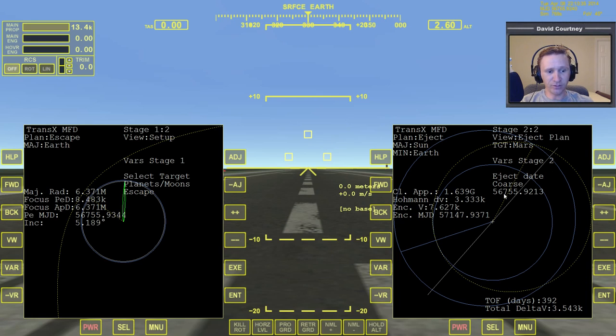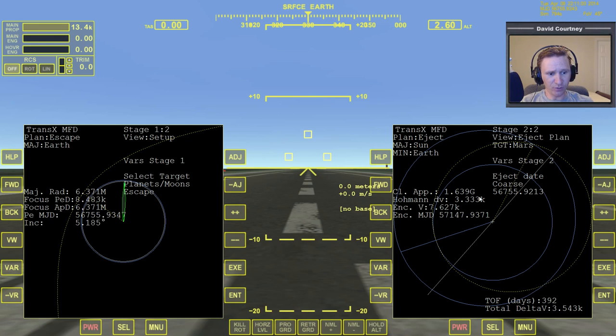But for now, we just want to set the prograde, and we want to start adjusting the date value to find a time when we can leave Earth and arrive at Mars with a reasonable amount of delta V and in a reasonable amount of time of flight. TOF stands for time of flight. This is how long it's going to take us to go from Earth orbit to Mars.